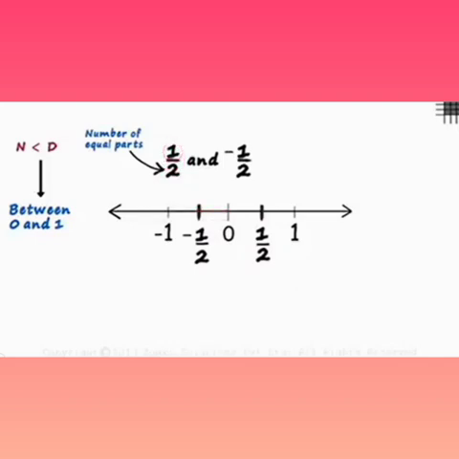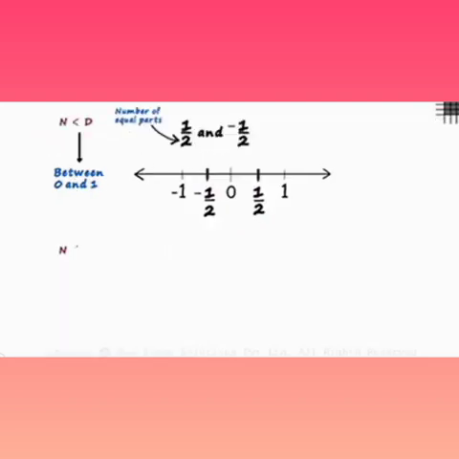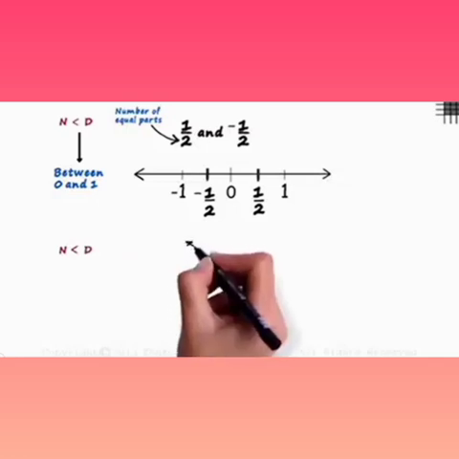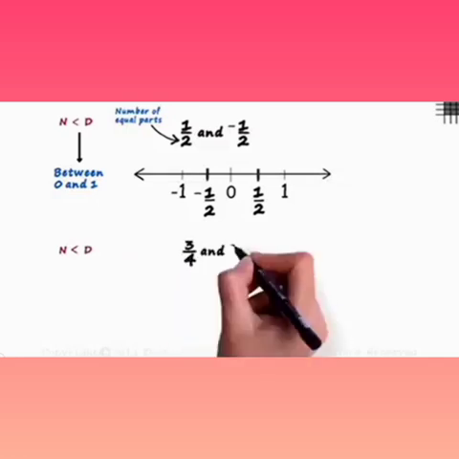Just as integers had corresponding values, rational numbers too have corresponding values. In our example, minus 1 by 2 corresponds to 1 by 2. Let us look at another example where the numerator is less than the denominator. We have to plot 3 by 4 and minus 3 by 4.